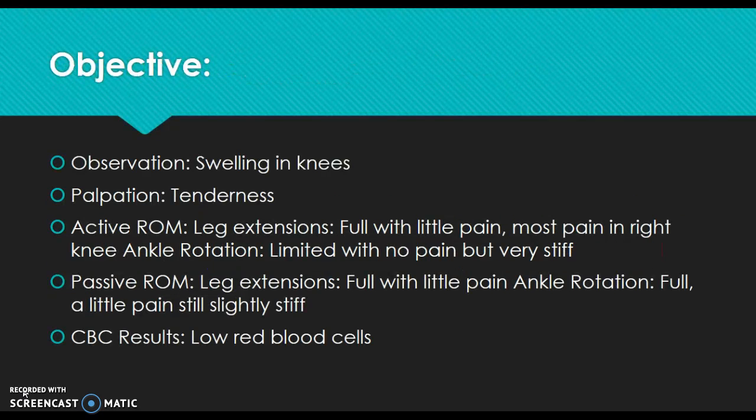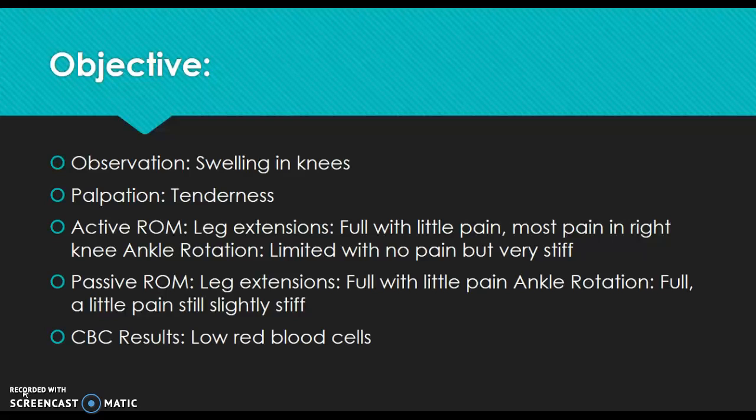When she first came into our office, we saw that she had some swelling in the knees. When we put pressure on her knees and ankles, there was some tenderness, but mostly in her knees. We also did an active range of motion test, which included leg extensions and ankle rotations. For her leg extensions, she could do them fully with little pain. Most of the pain was in her right knee. Her ankle rotations were limited with no pain, and they were very stiff.